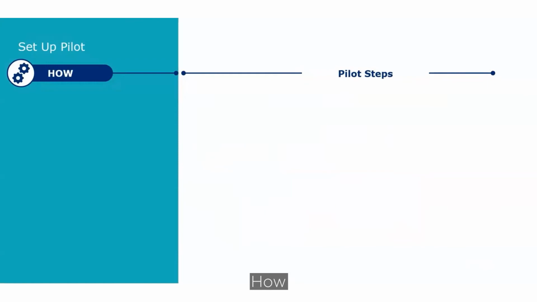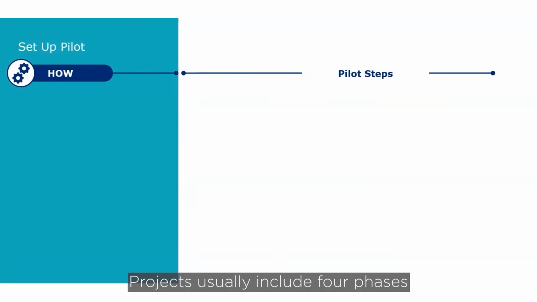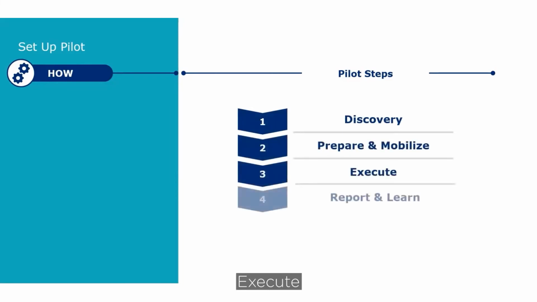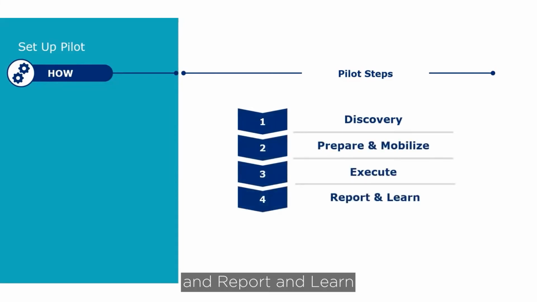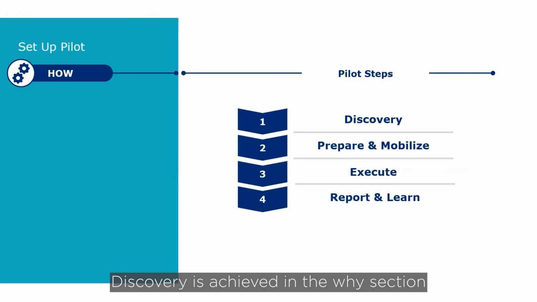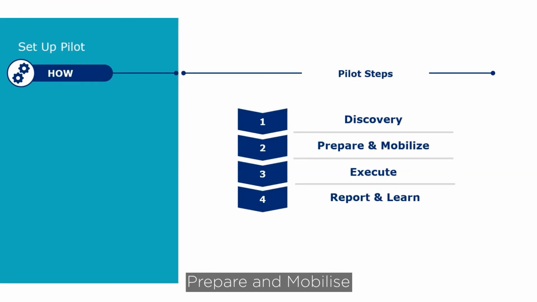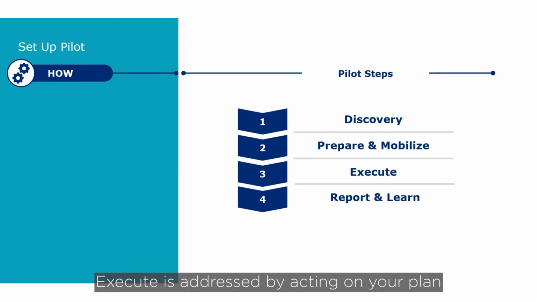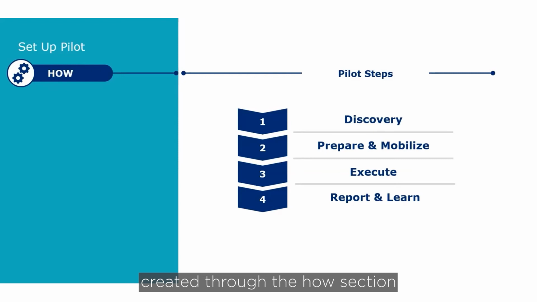How? Projects usually include 4 phases: discovery, prepare and mobilize, execute, and report and learn. The sections of the pilot toolkit map nicely to these phases. Discovery is achieved in the Why section. Prepare and mobilize are addressed in the What and Who sections. Execute is addressed by acting on your plan created through the How section, and of course report and learn to share pilot progress and learning.